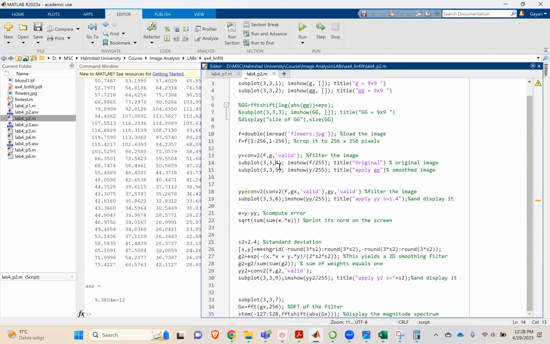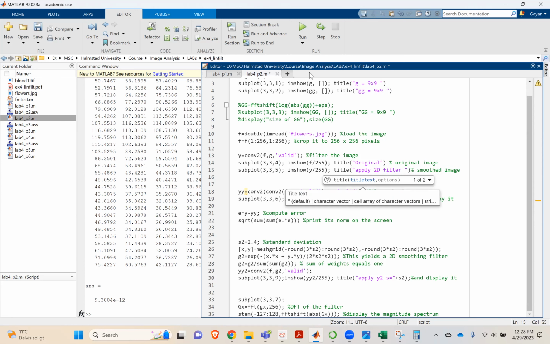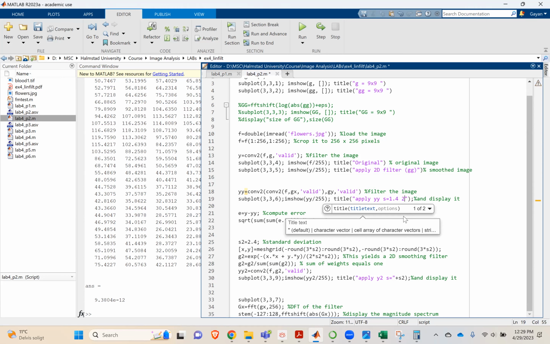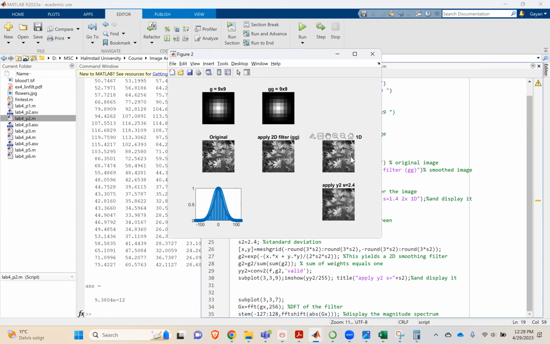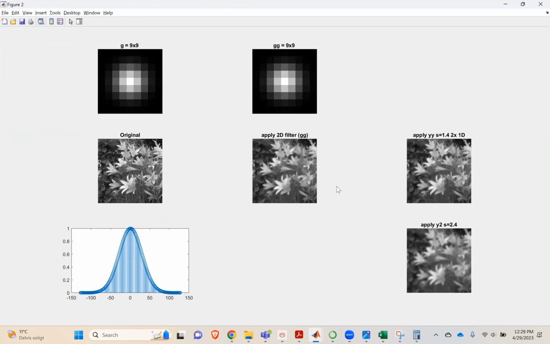Here, what we did, this is the fourth. Yeah, applying GG. This is when we apply the 2D filter. Apply 2D filter GG. And this is the same one. We apply the first 1D filter, then we apply another filter. This is 2 into 1D. You can see both of these images are exactly the same.